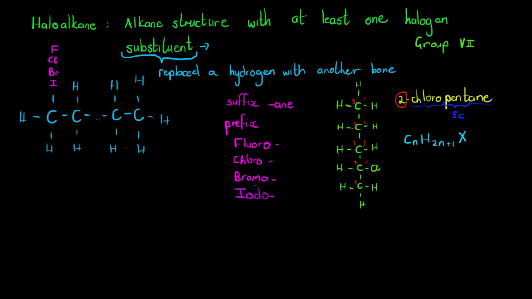So how will I recognize a haloalkane? I will recognize a carbon bonded at least once to a halogen, which is a group 7 element. Well, in the next video we'll look at some more functional groups, but that's it for now.